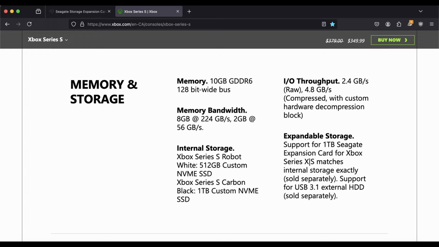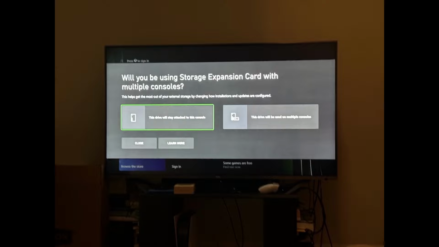Before doing the performance testing, I needed to recheck the specs of the Series S and X. Basically, for storage, it says support for the 1TB Seagate expansion card for Xbox Series X and S, matching internal storage exactly. The input-output is supposed to be 2.4 gig of raw and 4.8 gig of compressed. That's for the Series S. Then if I switch to the X, the specs are the same on the Microsoft.com website. So there shouldn't be any difference between both consoles for the performance.